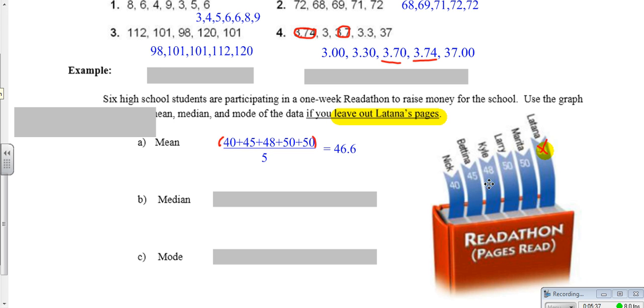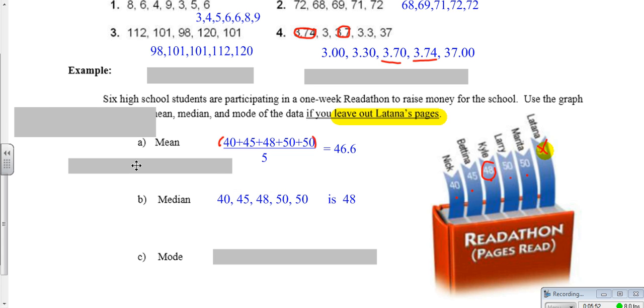Median, well, since they're already nicely put in order, there are 1, 2, 3, 4, 5 numbers. So 2 in from each side would put this one in the middle. So that is our median. And they are in order already, so that was nice. The mode is the number that shows up the most. In this case, it's 50. That shows up twice.